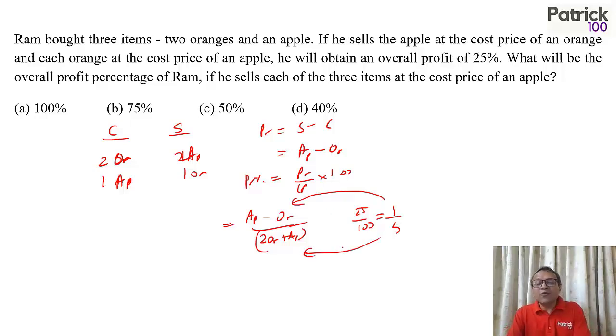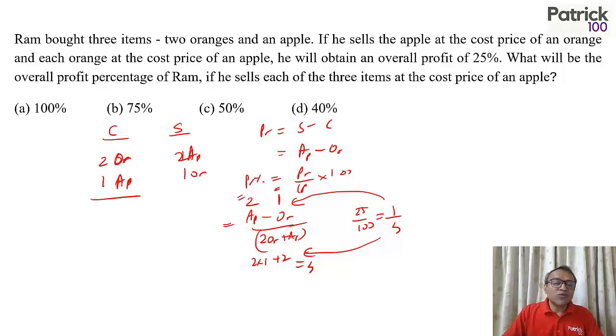A simple way of doing it is to substitute values. Suppose I take the apple's price as 2 and the orange's as 1. Then 2 minus 1 becomes 1, and here also 2 into 1 plus 2 is 4, which satisfies. Taking simple values for the variables, assuming they satisfy all constraints, is a good way to solve. With apple as 2 and orange as 1, profit becomes 1 and cost becomes 4, which satisfies.